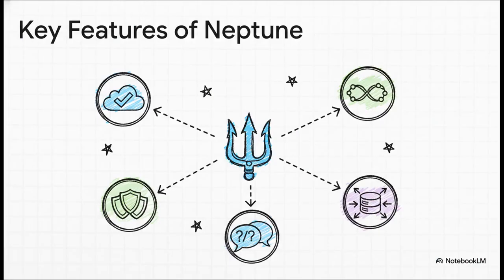And I've got to emphasize that fully managed part, because it's a huge deal. It means you're not patching servers or worrying about backups. AWS handles all that grunt work. You just focus on your data. Neptune is built to handle literally billions of relationships. It speaks the languages you need, like Gremlin and SPARQL, and it's got all the high availability stuff built right in.